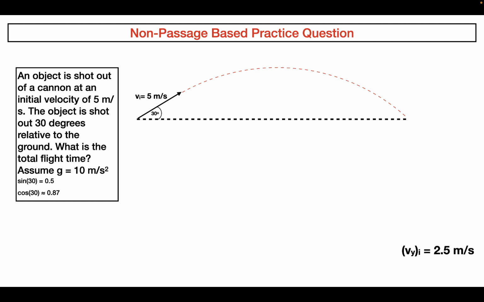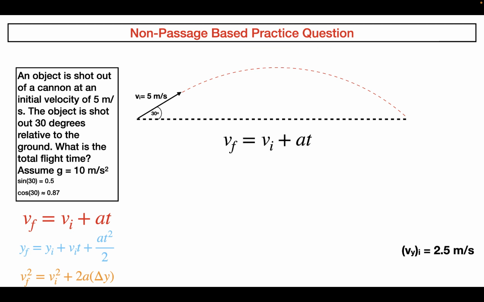So now that we have this initial velocity in the y direction, we can now figure out what the total flight time is. And in order to do that, we need to know our kinematic equations of uniformly accelerated motion. The three big ones are these three, and the one that I'm going to use is going to be the first one. Vf equals Vi plus at, where Vf is the final velocity, Vi is the initial velocity, a is the acceleration, and t is the time. So I'm going to modify this equation to find the velocity in the y direction. And when I do that, I get this equation, where the final velocity in the y direction is equal to the initial velocity in the y direction plus the acceleration due to gravity times the time.